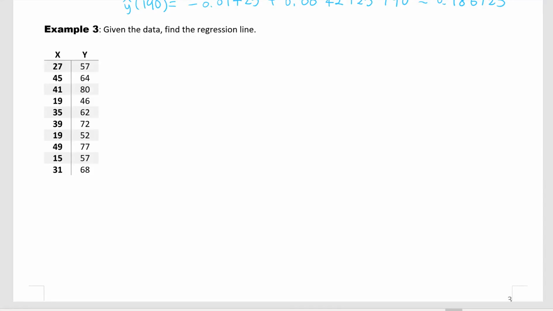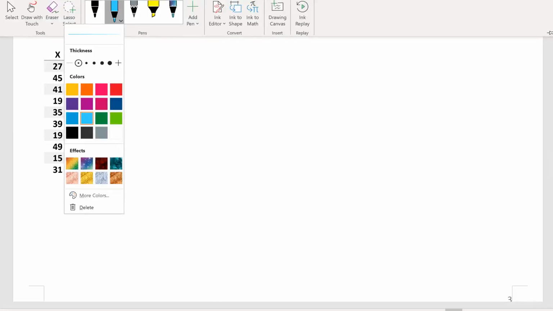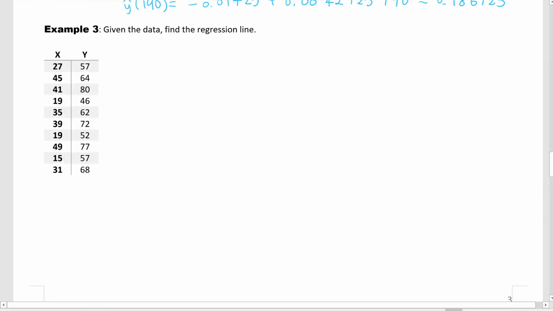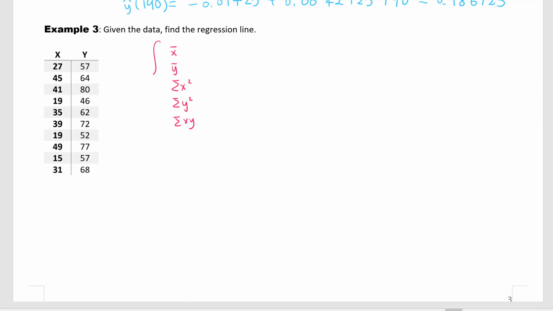Then you can use your calculator to find x bar, y bar, sum of x squared, sum of y squared, and sum of xy. Get this from your calculator. Okay, and what do I get?